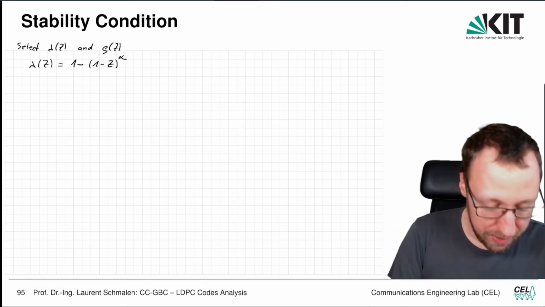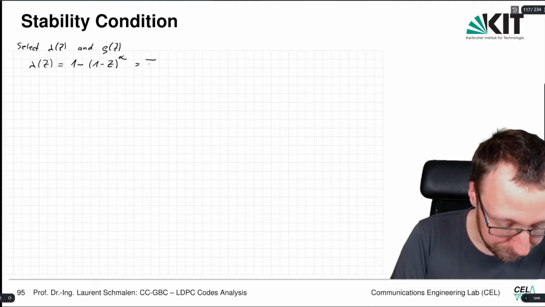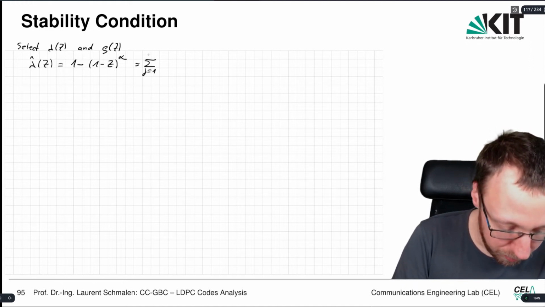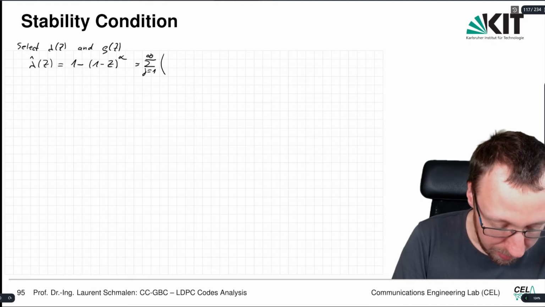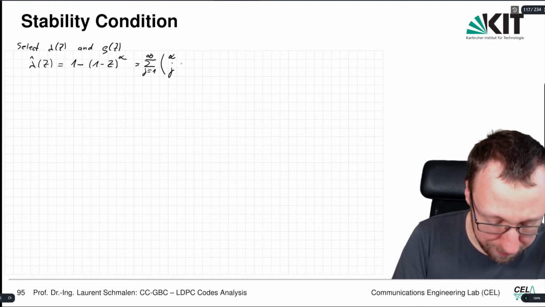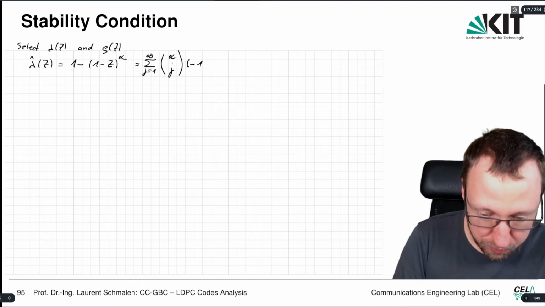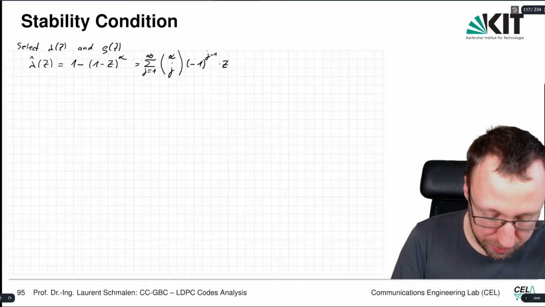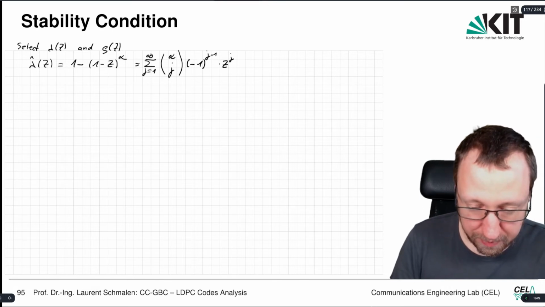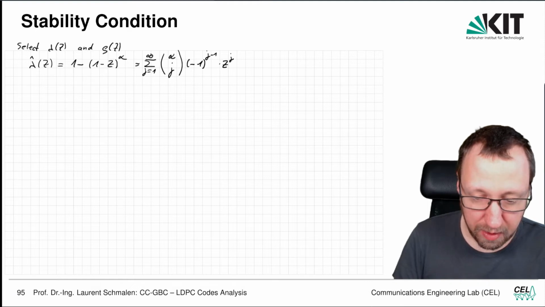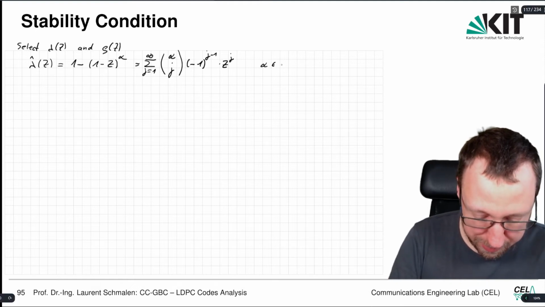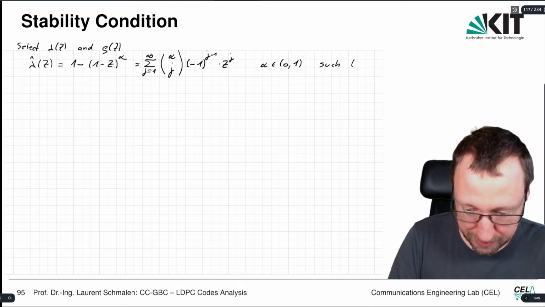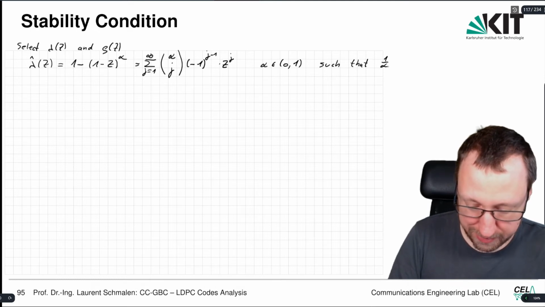So this is equal to the sum, and I call this lambda hat, from j going from 1 to infinity of alpha choose j times minus 1 to the power j minus 1 times z to the power j. And here alpha is an element of 0 and 1, and we choose alpha such that 1 over alpha is an integer.